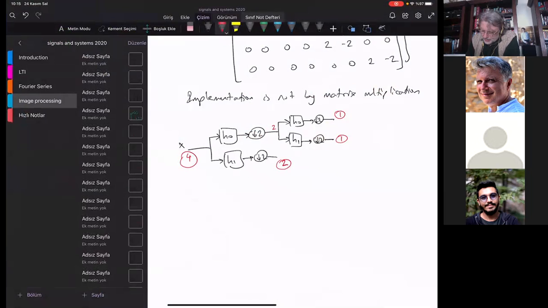Okay, so it's a 4 to 4 transformation. That's what I'm saying. And the implementation is done like this for a 4x4 Haar transform.